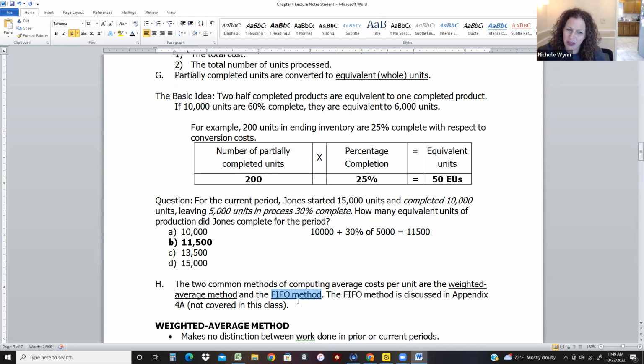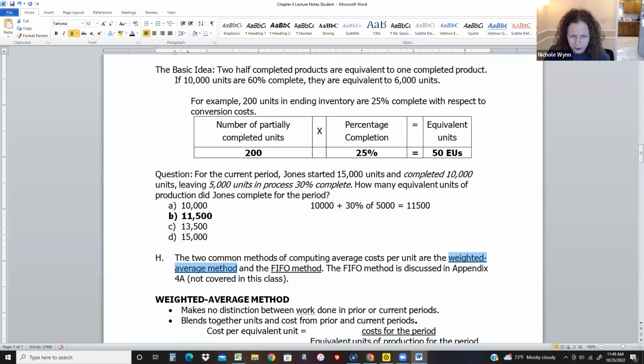So what we do instead is we just use weighted average. Don't worry, those of you that are accounting majors, you're going to learn the FIFO method when we get to cost accounting, which is the advanced course to this one. So don't worry, accounting majors, you get it. But for the non-accounting majors, weighted average is enough. And the weighted average method is a little bit simpler.